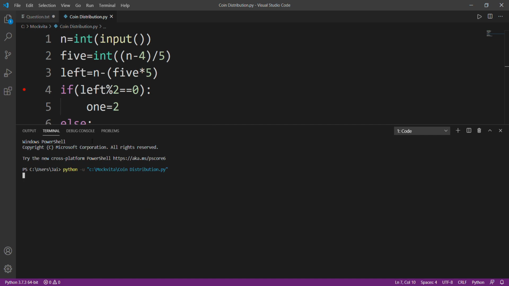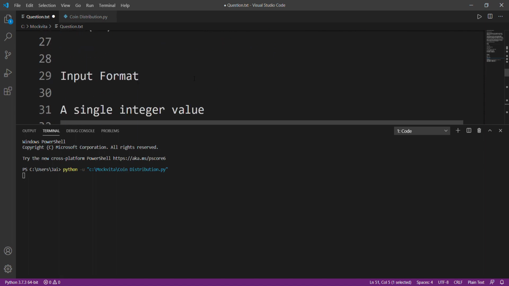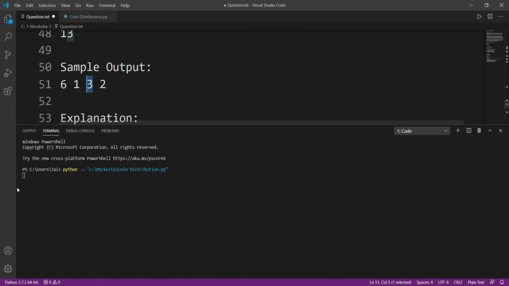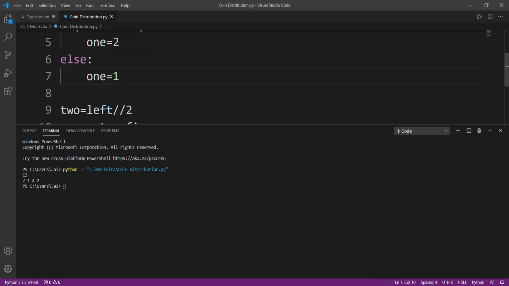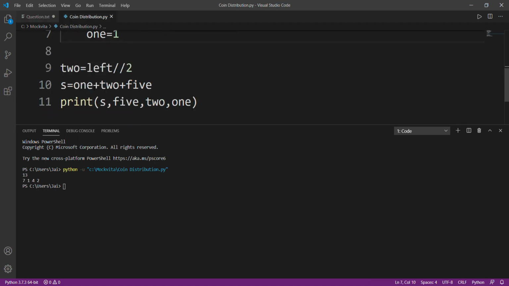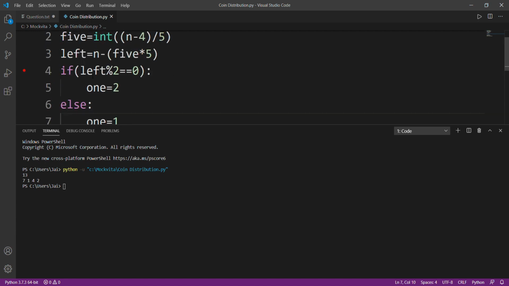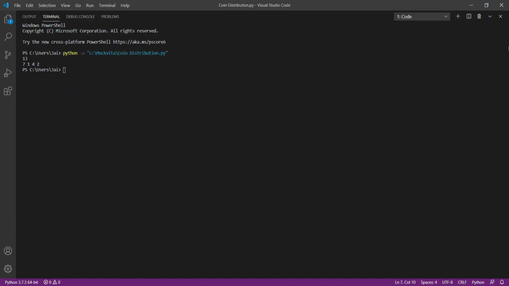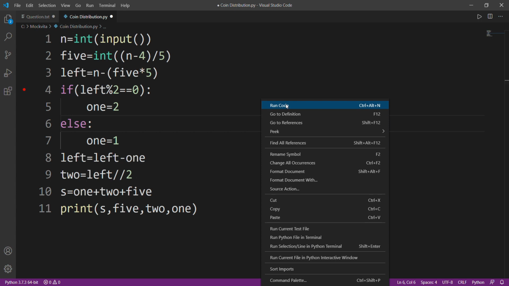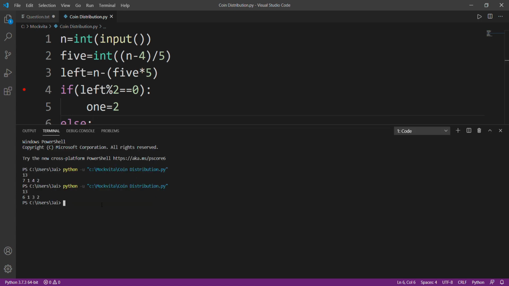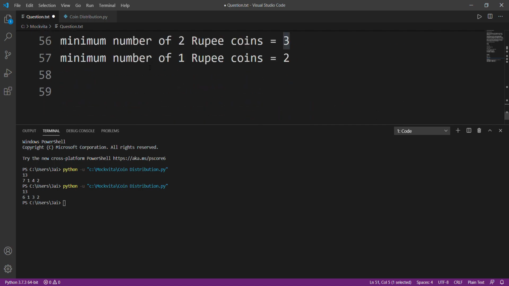Do we have any test cases? I forgot. For 13, the answer should be 6 1 3 2. I am getting a slightly incorrect answer, 7 1 4 2, and that is because of this. Where did that line go? Oh, sorry. I didn't subtract the value of 1 here. I think I did, but I didn't. Quite strange. Left equals left minus 1. Now let's execute the same code. 13, 6 1 3 2. Perfect. Anything else?